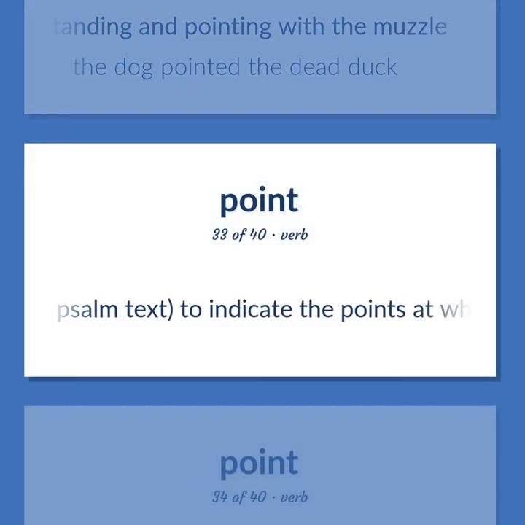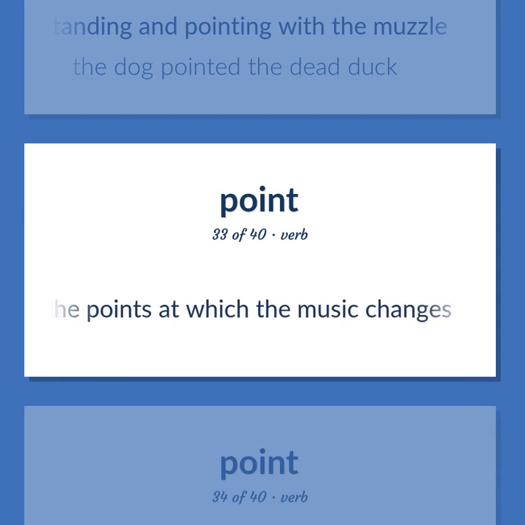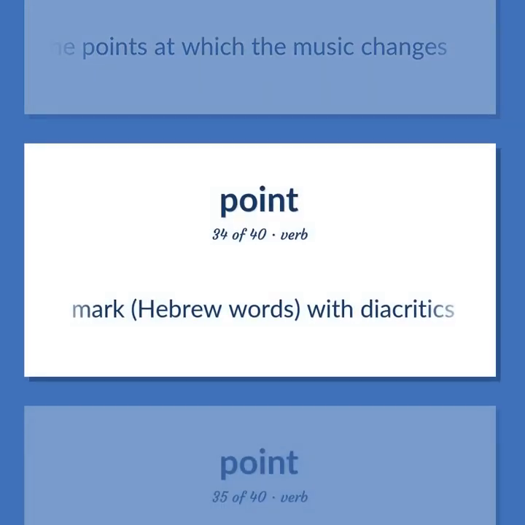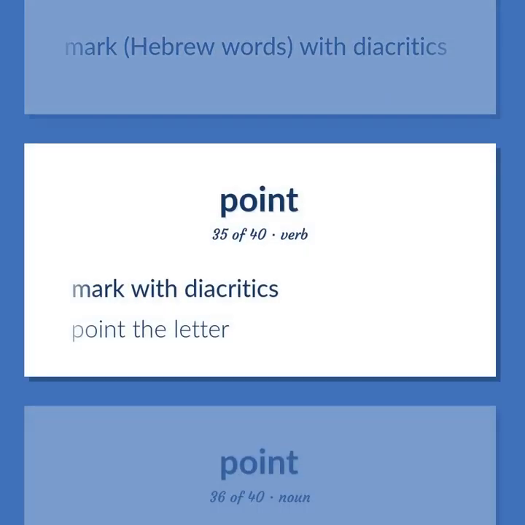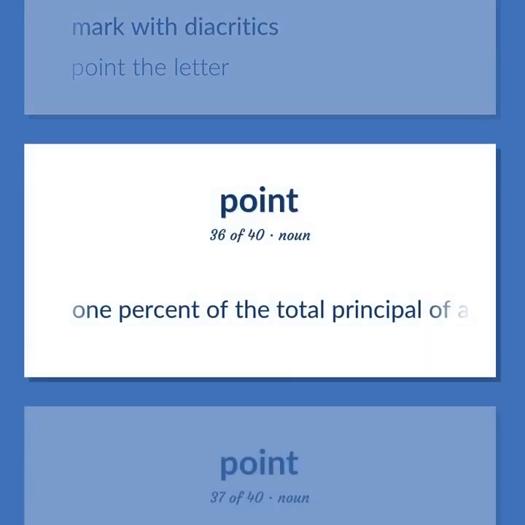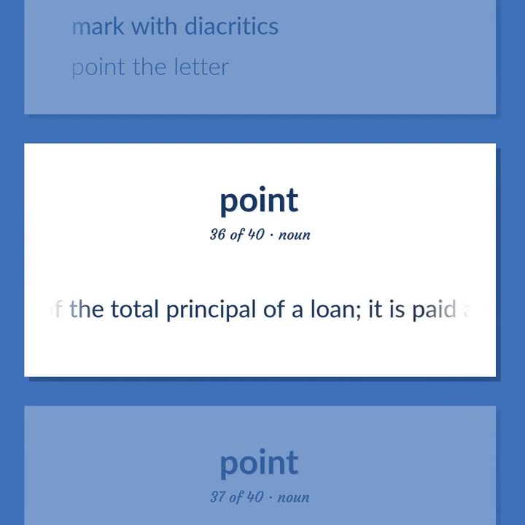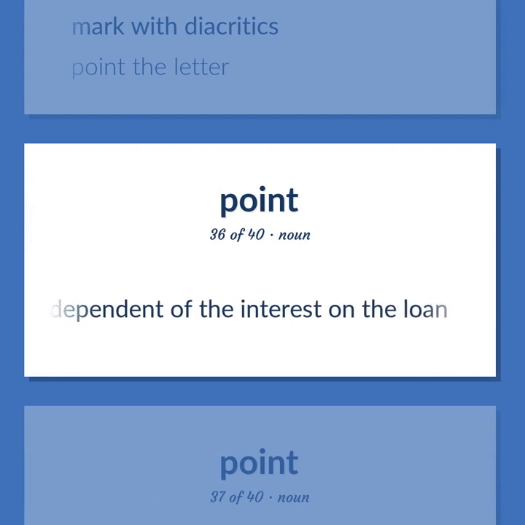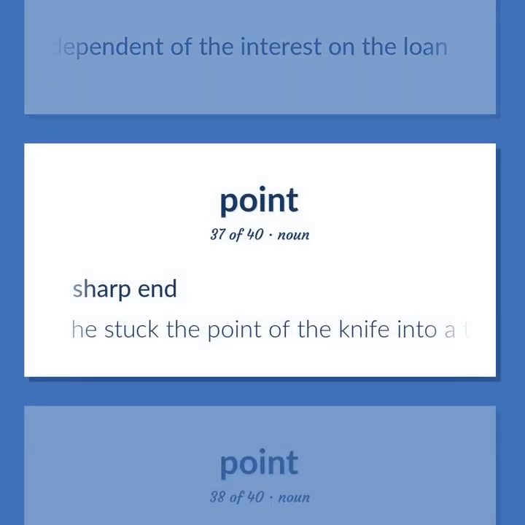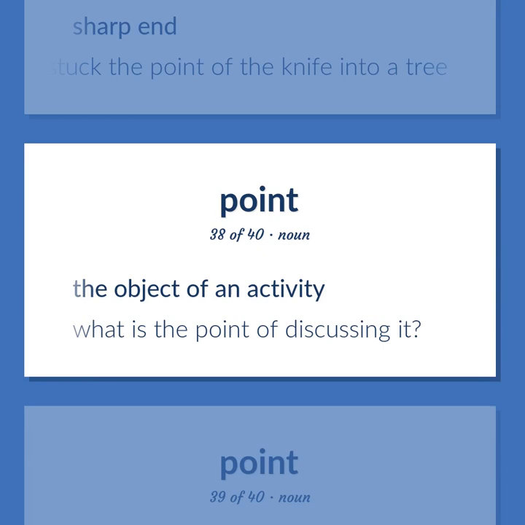Mark a psalm text to indicate the points at which the music changes. Mark Hebrew words with diacritics. Mark with diacritics. Point the letter. 1% of the total principal of a loan. It is paid at the time the loan is made and is independent of the interest on the loan. Sharp end. He stuck the point of the knife into a tree. The object of an activity. What is the point of discussing it?